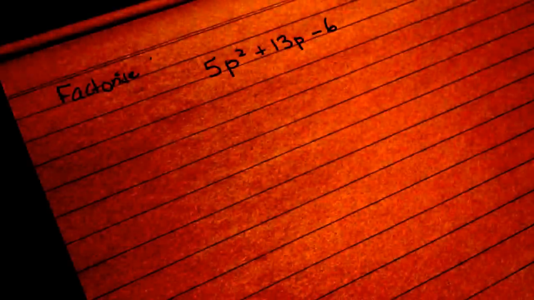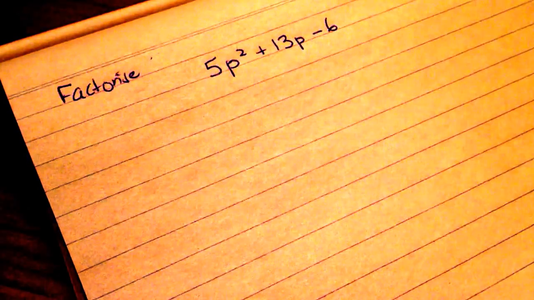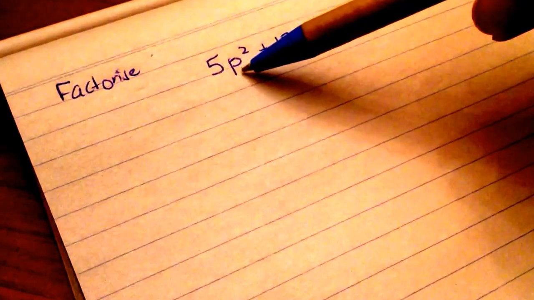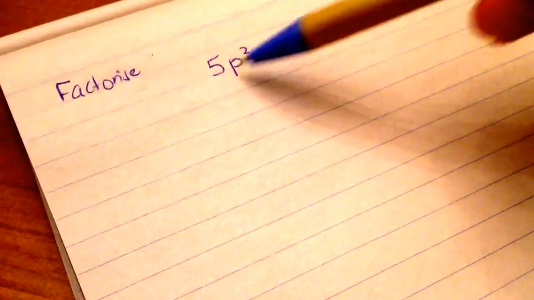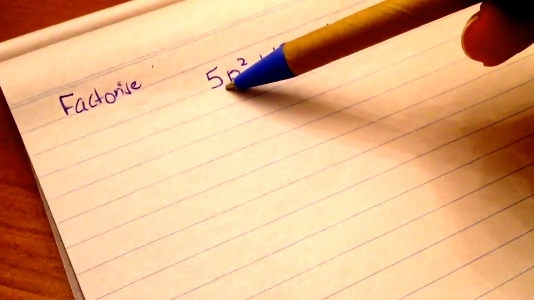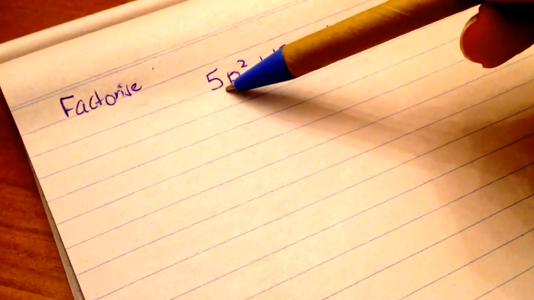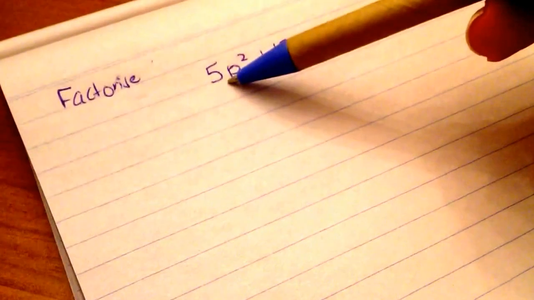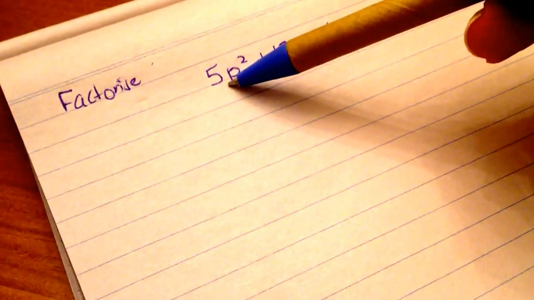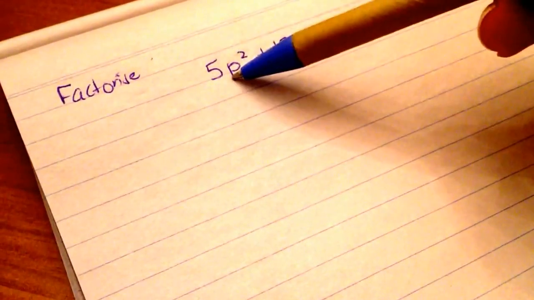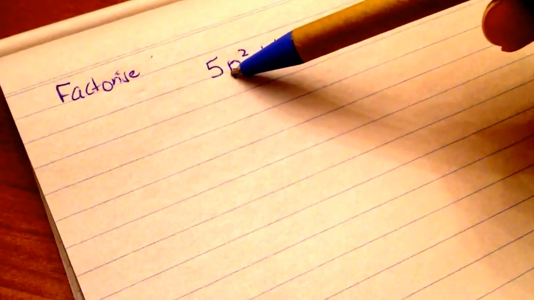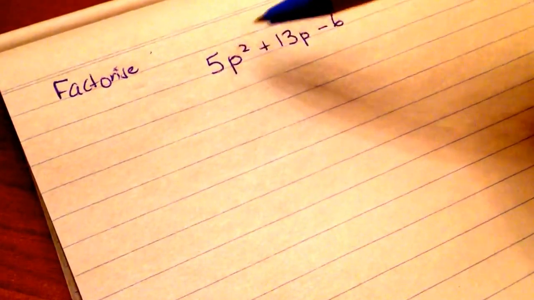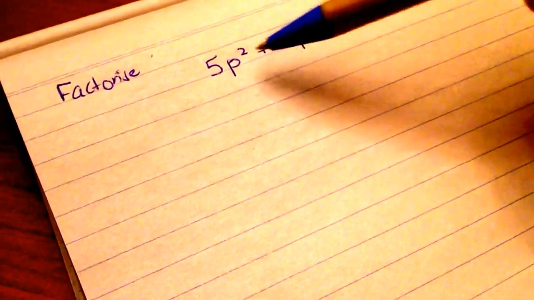Okay, so now we're factorising a non-monic quadratic, and that simply means that the term that's squared, in this case p squared, has a number that is not 1 in front of it, so it's got 5. So that makes it a non-monic. If it has nothing in front of it, that means there's a 1 in front of it, that makes it a monic. But this is a non-monic because it doesn't have a 1 in front of it, it has another number. So what we do in this case is we have to include this number.